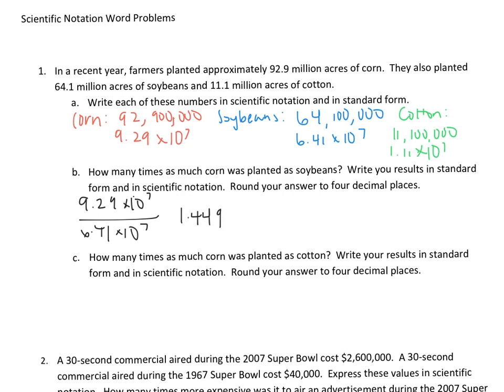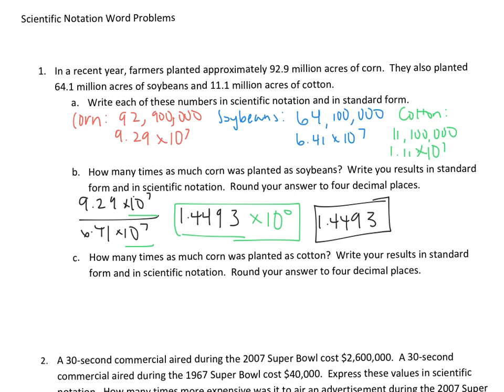and 9.29 divided by 6.41 is, rounded to 4 decimal places, 1.4493, because I have to round the 2 up to a 3 because it's a 9 afterwards. So double check on your calculator that you can get that answer. And then 10 to the 7th over 10 to the 7th, dividing, I really subtract exponents with the same base. So that gives me times 10 to the 0 power, because anything to the 0 power is 1. So this 1.4493 really is my answer. If I were to write that in standard form as well, that would just be 1.4493.